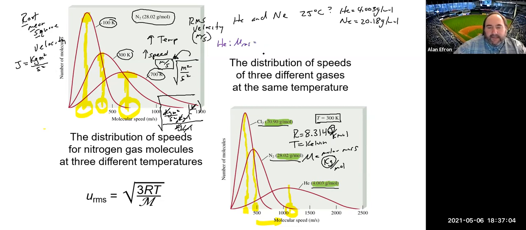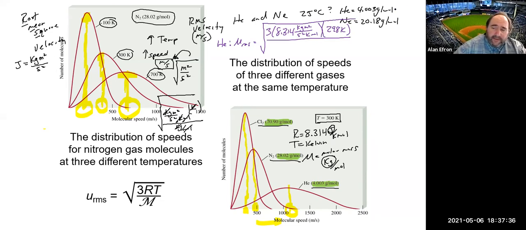That's going to give us the square root, we'll make a giant square root, of 3 times our 8.314. Again, if you want to see the units, you could swap out the joules for kilograms, meters squared, seconds squared, still would be Kelvin and mole on the bottom as well. Our temperature would need to be converted to Kelvin, so that's going to give us 298 Kelvin there. That's going to then be divided by the molar mass of helium.